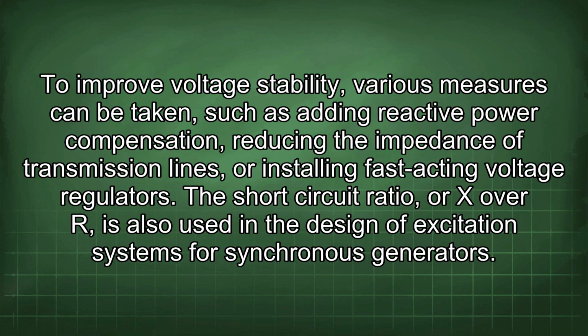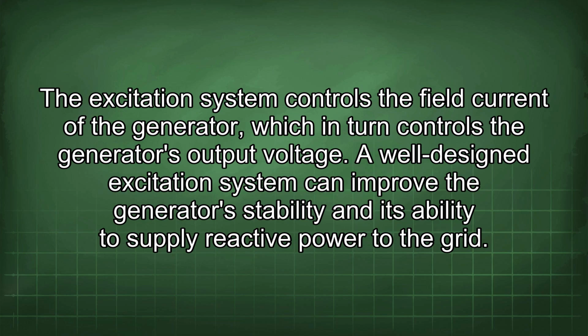To improve voltage stability, various measures can be taken, such as adding reactive power compensation, reducing the impedance of transmission lines, or installing fast-acting voltage regulators. The short circuit ratio, or X over R, is also used in the design of excitation systems for synchronous generators. The excitation system controls the field current of the generator, which in turn controls the generator's output voltage. A well-designed excitation system can improve the generator's stability and its ability to supply reactive power to the grid.